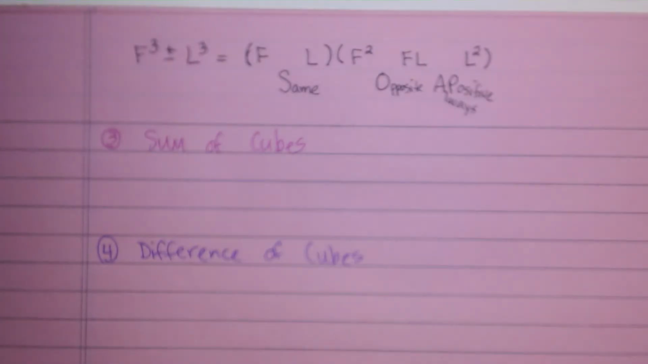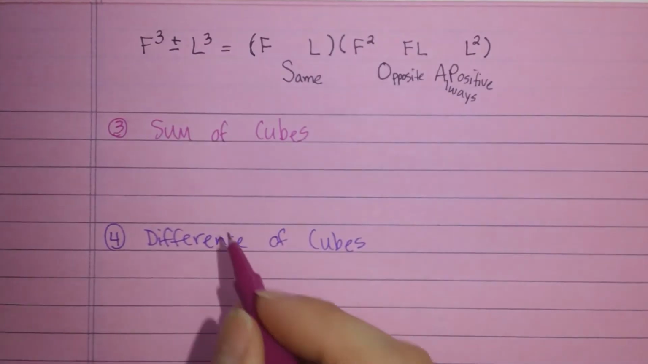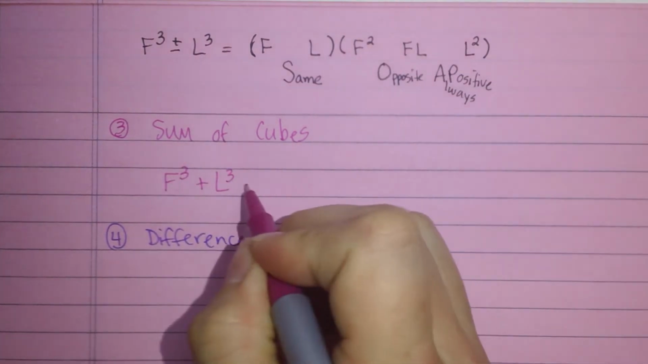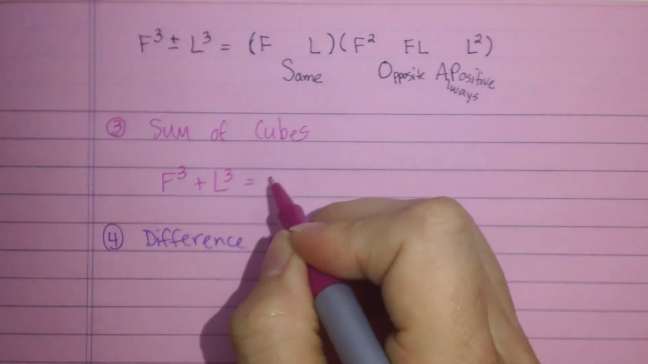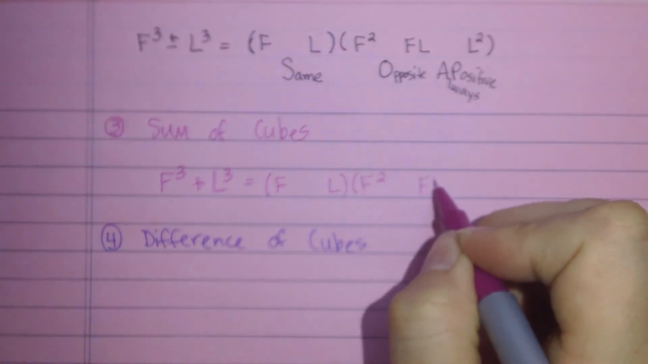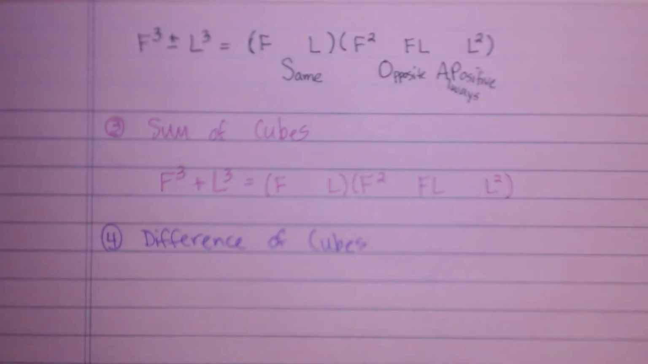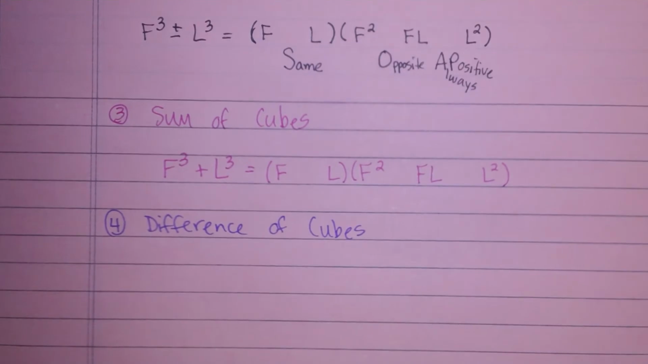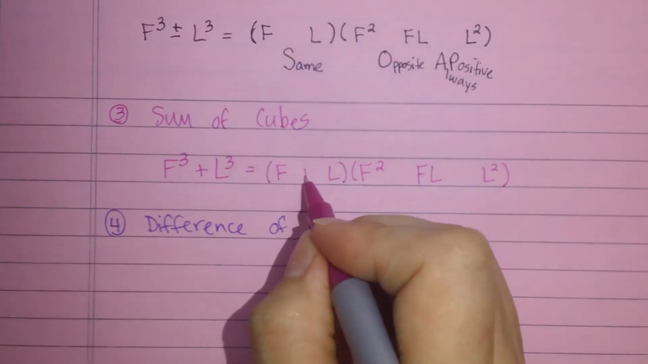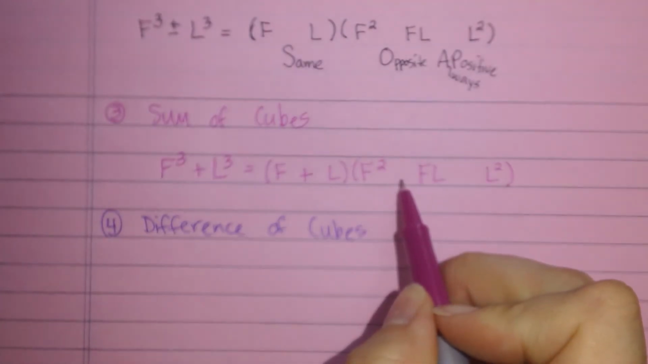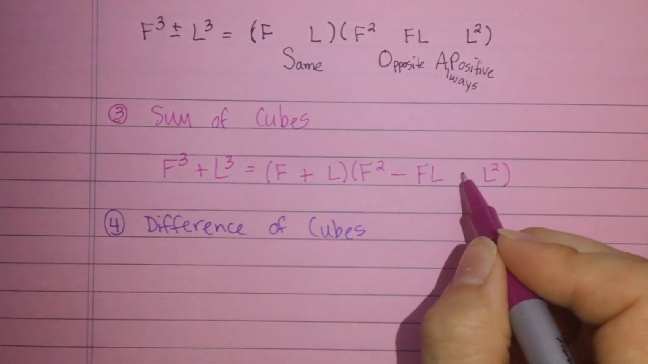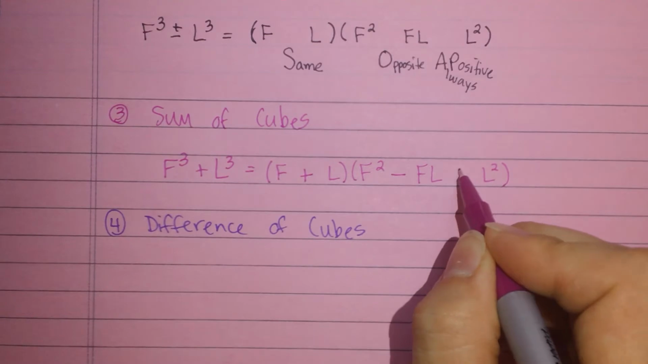So for sum of cubes, the problem will start out F cubed plus L cubed, and when we factor that, it's going to be FL and then F squared, FL, and L squared, and we'll fill in those gaps with SOAP. So the first gap is S, same as the problem, so that will be addition. The second gap is O, opposite of the problem, so in this case subtraction. And the last gap is AP, or always positive.